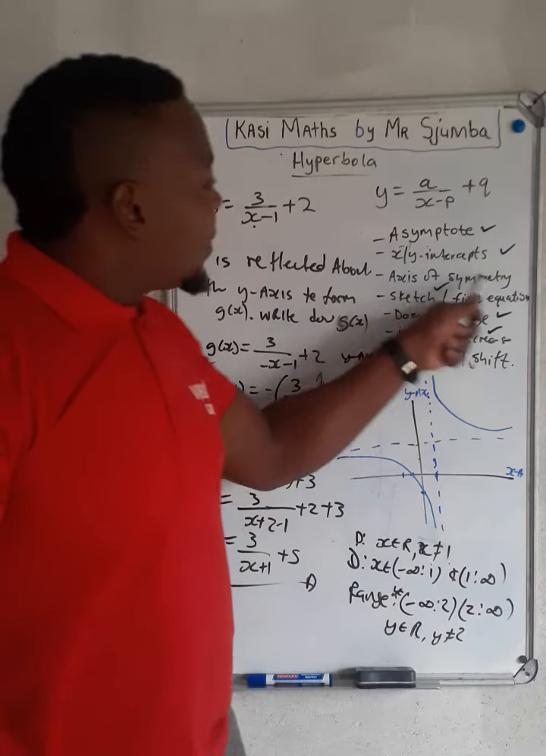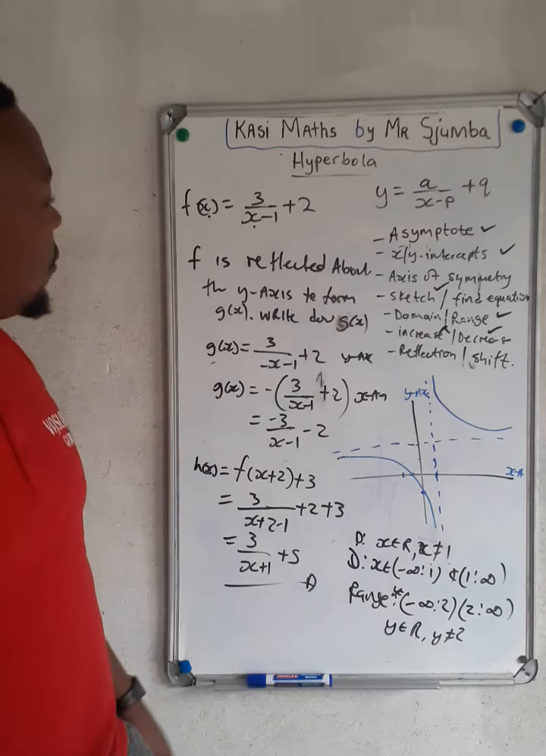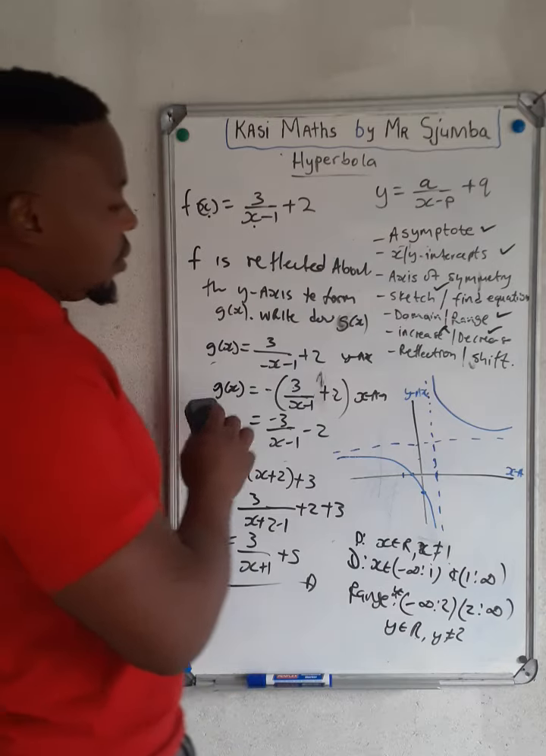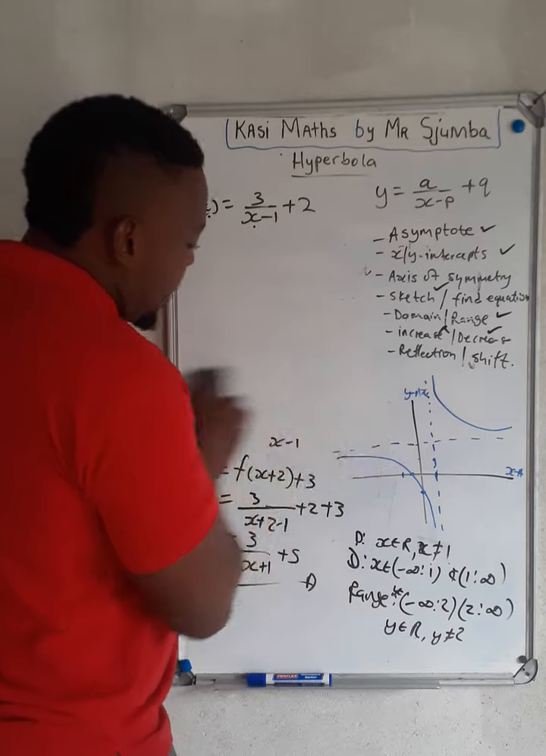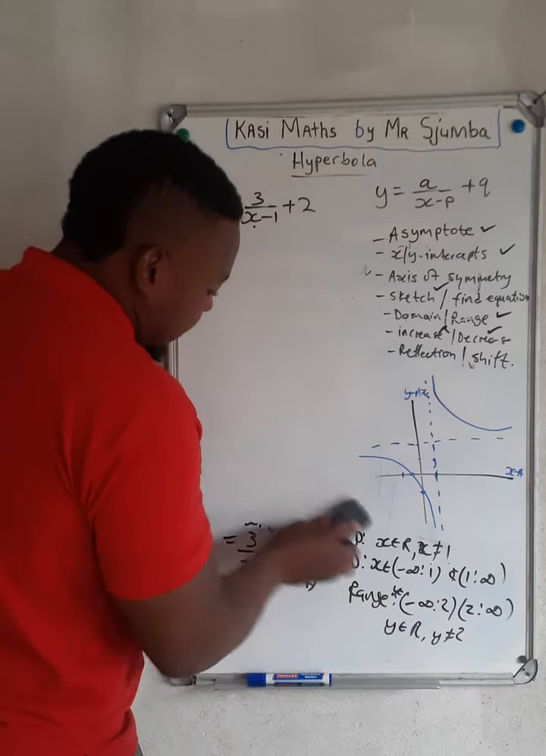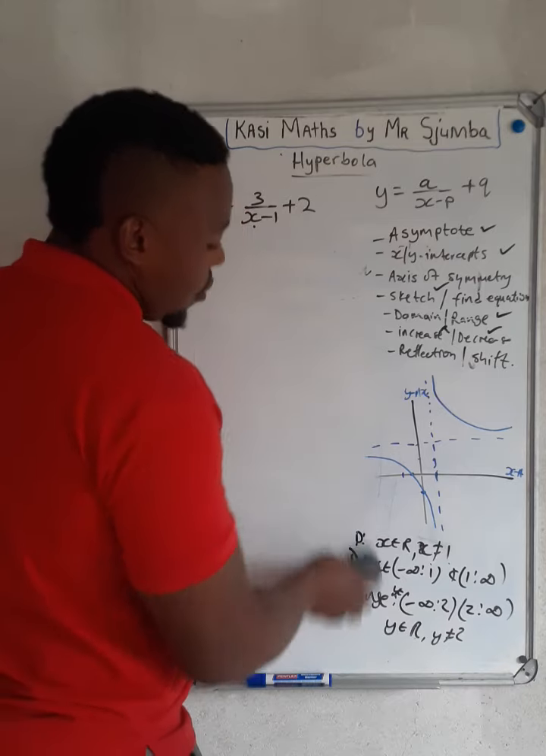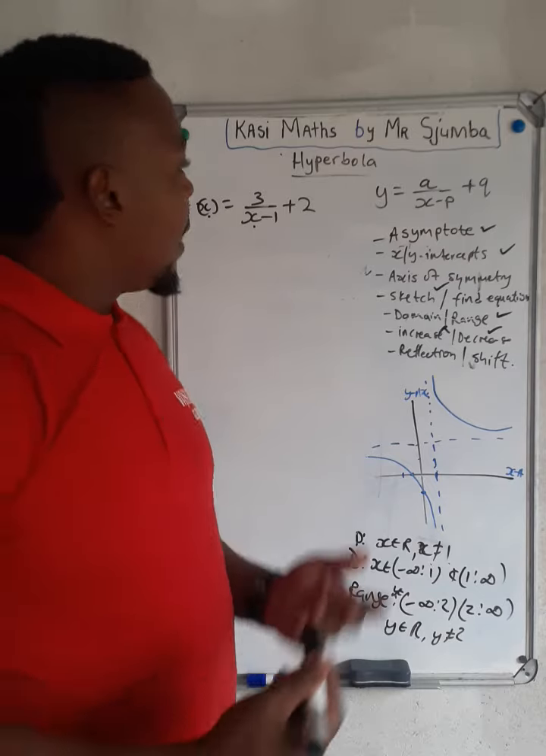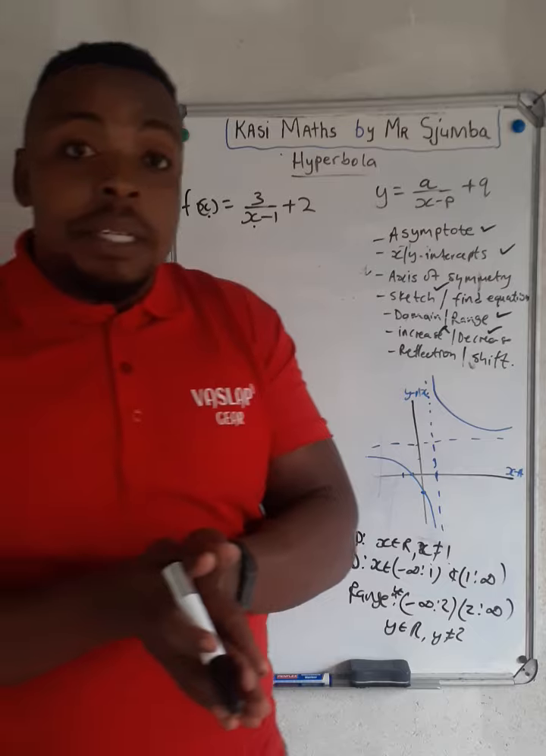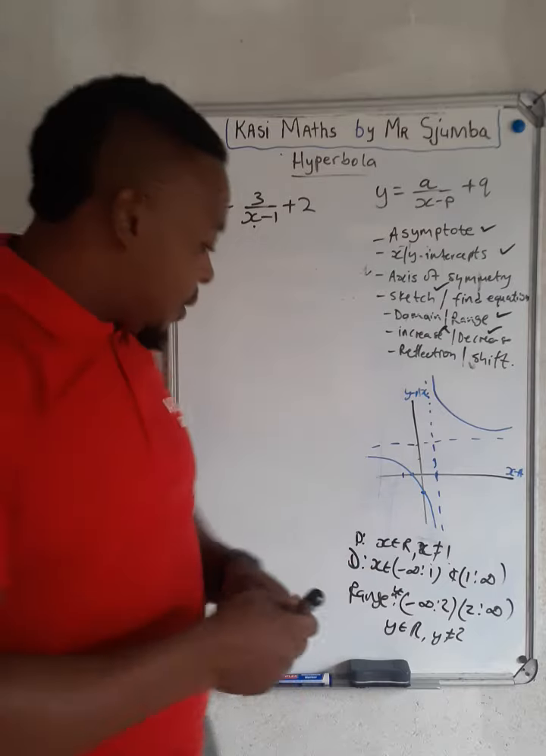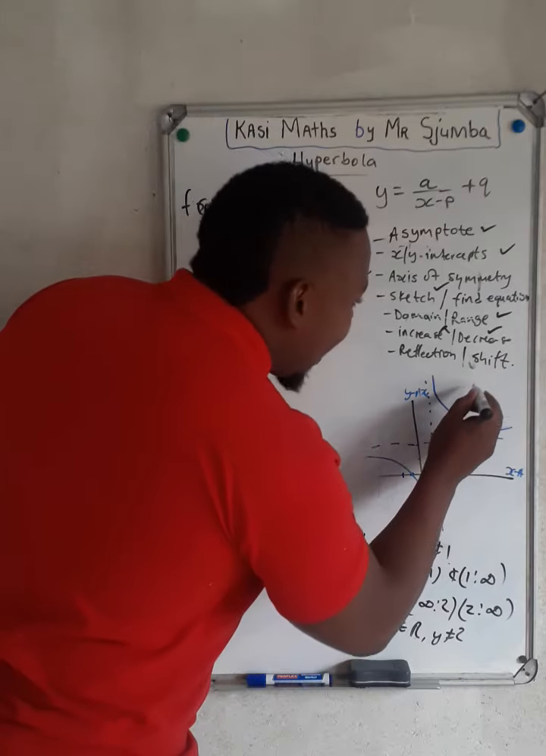Right. Axis of symmetry. Axis of symmetry. So pause and rewind to this location. If the question needs you to calculate the axis of symmetry or find the axis of symmetry, there are always two axes of symmetry.